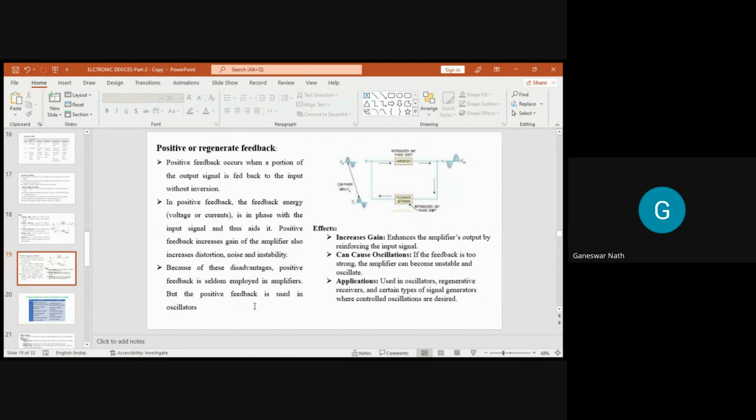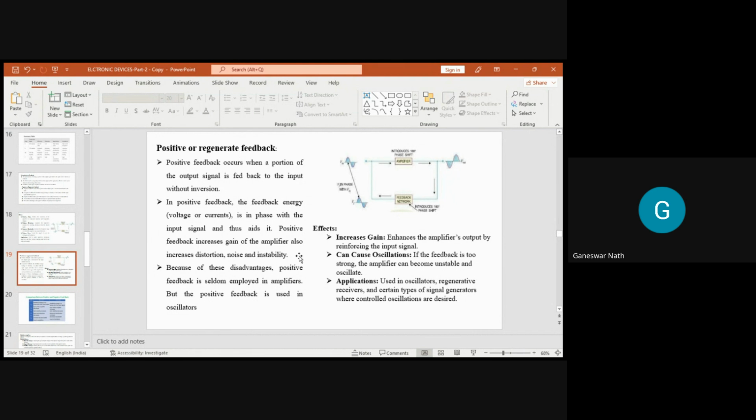But positive feedback is used in oscillators. When we discuss oscillators, we will discuss positive feedback, but in op-amps you can find negative feedback amplifiers. The effect of positive feedback is that it increases the gain and can cause oscillation. It has applications in oscillators, regenerative receivers, and certain types of signal generators where controlled oscillations are desired.